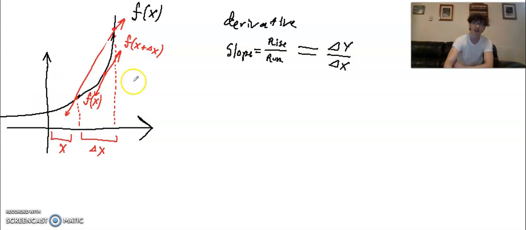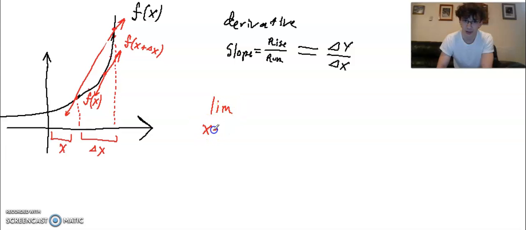But the thing is, as we move these points closer and closer, delta x gets smaller, to the point where we reach a single point, delta x equals 0. There is no change. You can just think of it as the 2 points are moving closer and closer until they're right on top of each other. So let's first define the derivative.